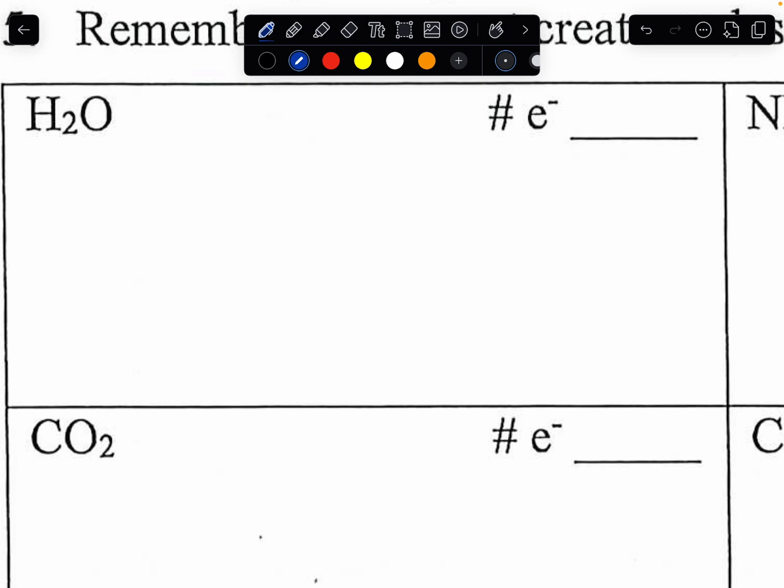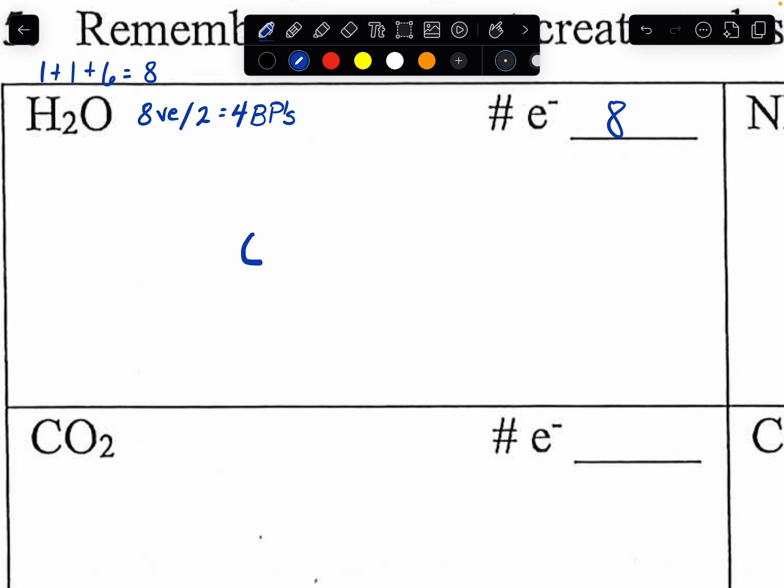Okay, so hydrogen has 1 each, and there's 2 total. So 1 plus 1 plus oxygen has 6 valence electrons. So we're looking at 8 electrons. So I'm going to take the 8 valence electrons, I'm going to partner them up, and I have 4 bonding pairs.